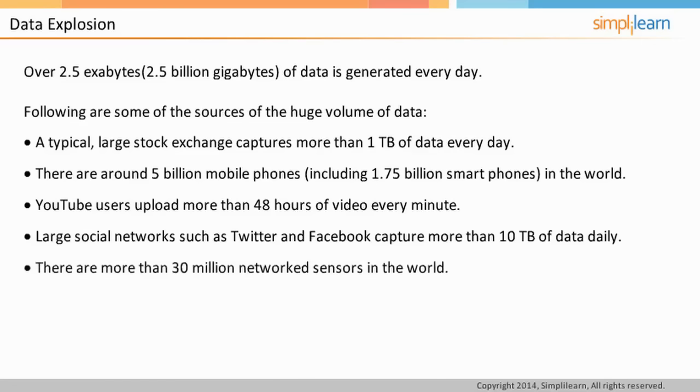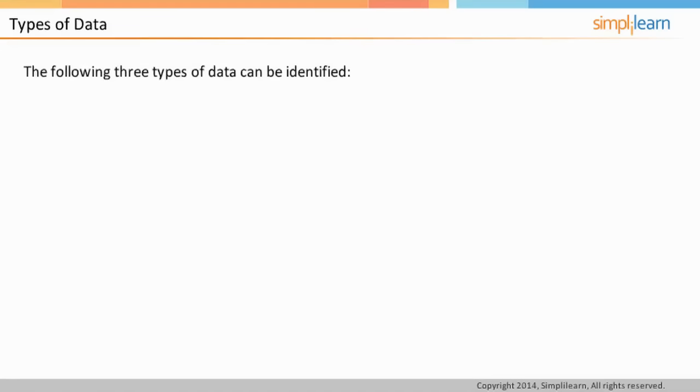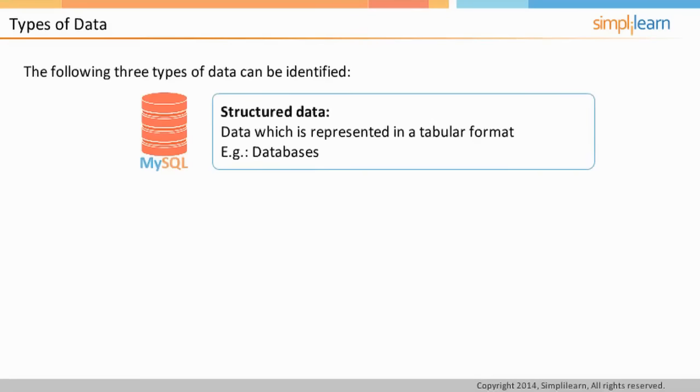There are more than 30 million networked sensors in the world, and each of them sends in data continuously. In the next screen, we will discuss the types of data. Data can be identified as one of three primary types. The first is structured data, which can be represented in a tabular format and stored in relational databases like MySQL, Oracle Database, DB2, and so on.